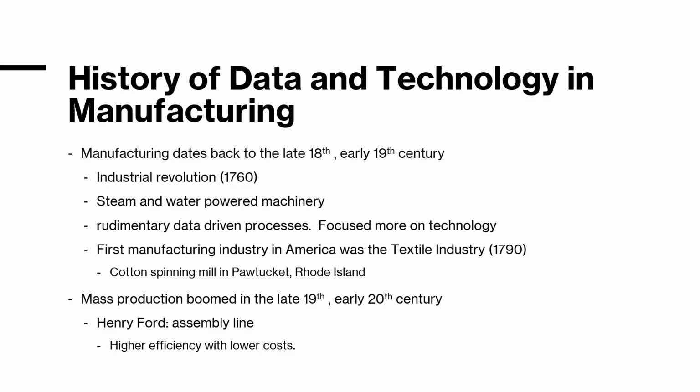So let's just go over a little bit of history. So the history of data and technology in manufacturing. When you think of manufacturing, you always think of machines or robots or anything like that. So even back in the day, data and technology go hand in hand with manufacturing. Manufacturing dates back to the late 18th and early 19th century with the Industrial Revolution. The creation of steam and water-powered machines actually really fueled the startup of manufacturing.